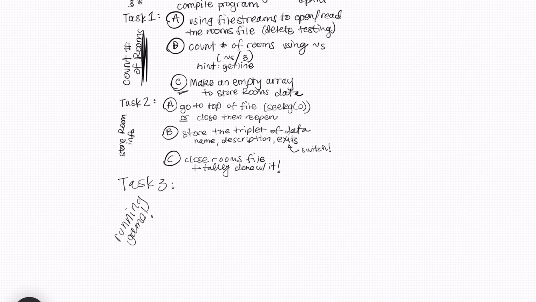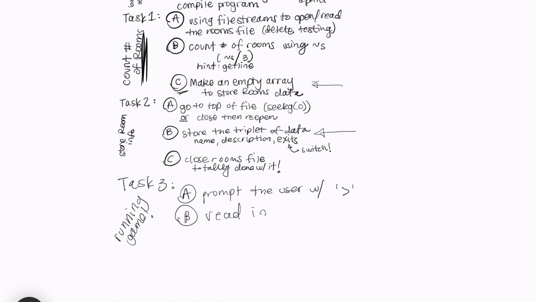All right, we have everything stored now in the rooms array that you created here, and then you stored all of the information right here. So the first thing that you want to do to run the game is you want to prompt the user with the greater than character. So super easy there. Then you want to read in the command. And you want to decide what to do after reading in that command.